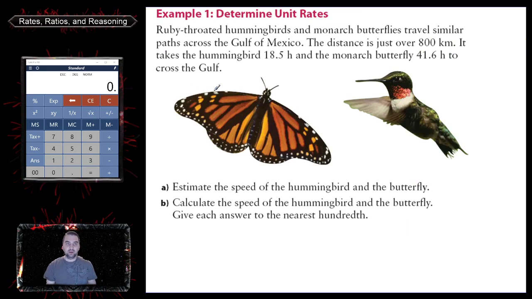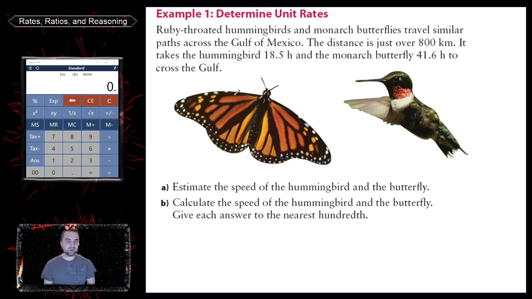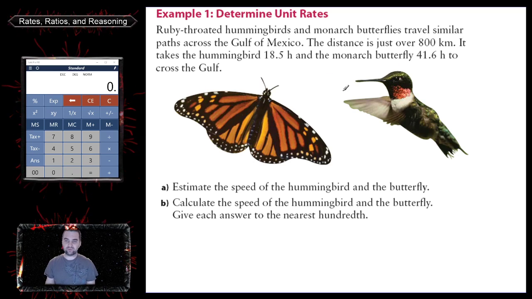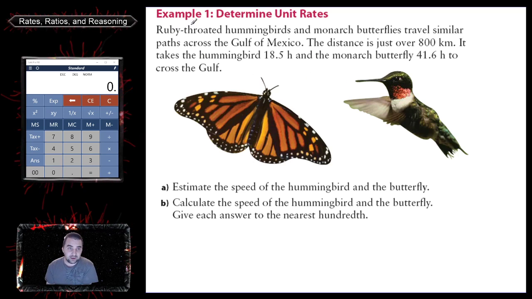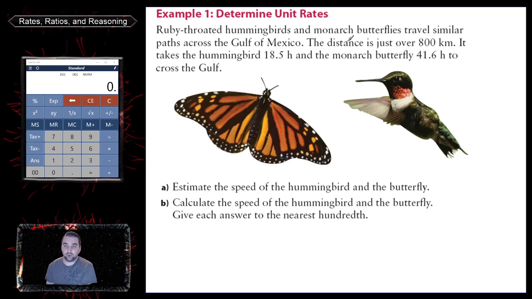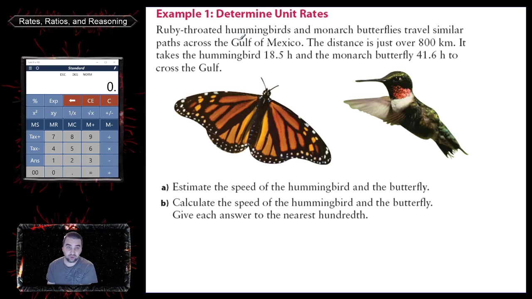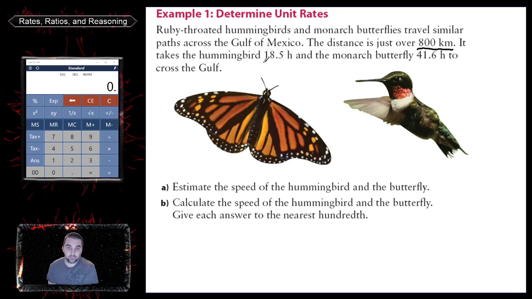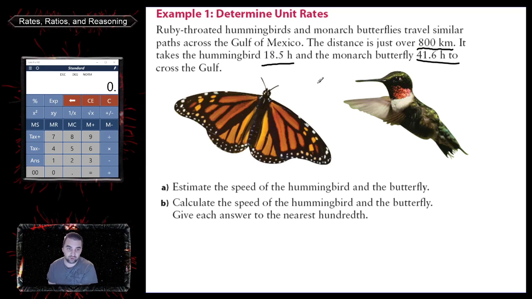Okay. So example 1. We have an example here, and then I think there's, if I remember correctly, one that you have to do yourself, so make sure you're paying attention here. Ruby-throated hummingbirds and monarch butterflies travel similar paths across the Gulf of Mexico. The distance is just over 800 kilometers. That's important. It takes a hummingbird 18.5 hours and the monarch butterfly 41.6 hours to cross the Gulf.